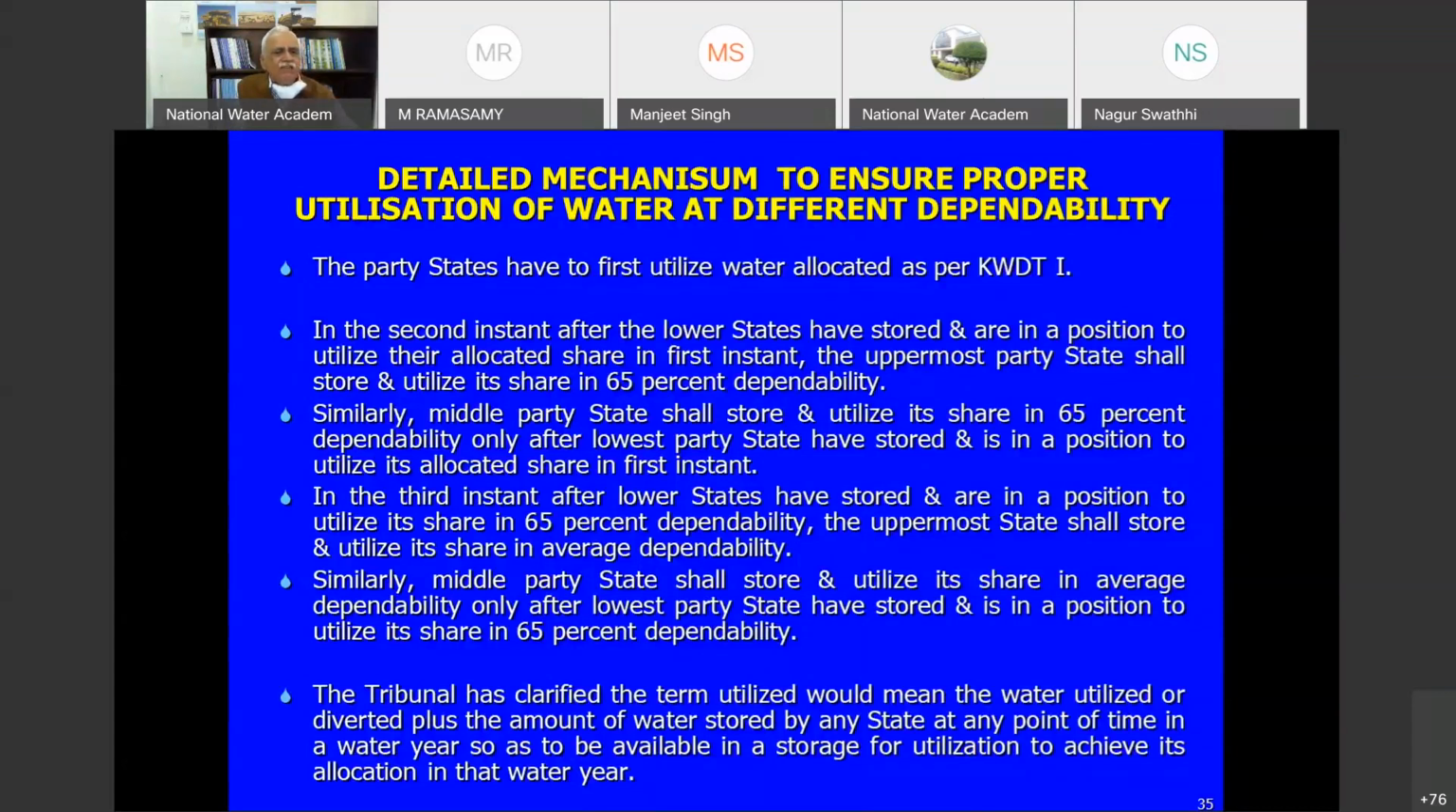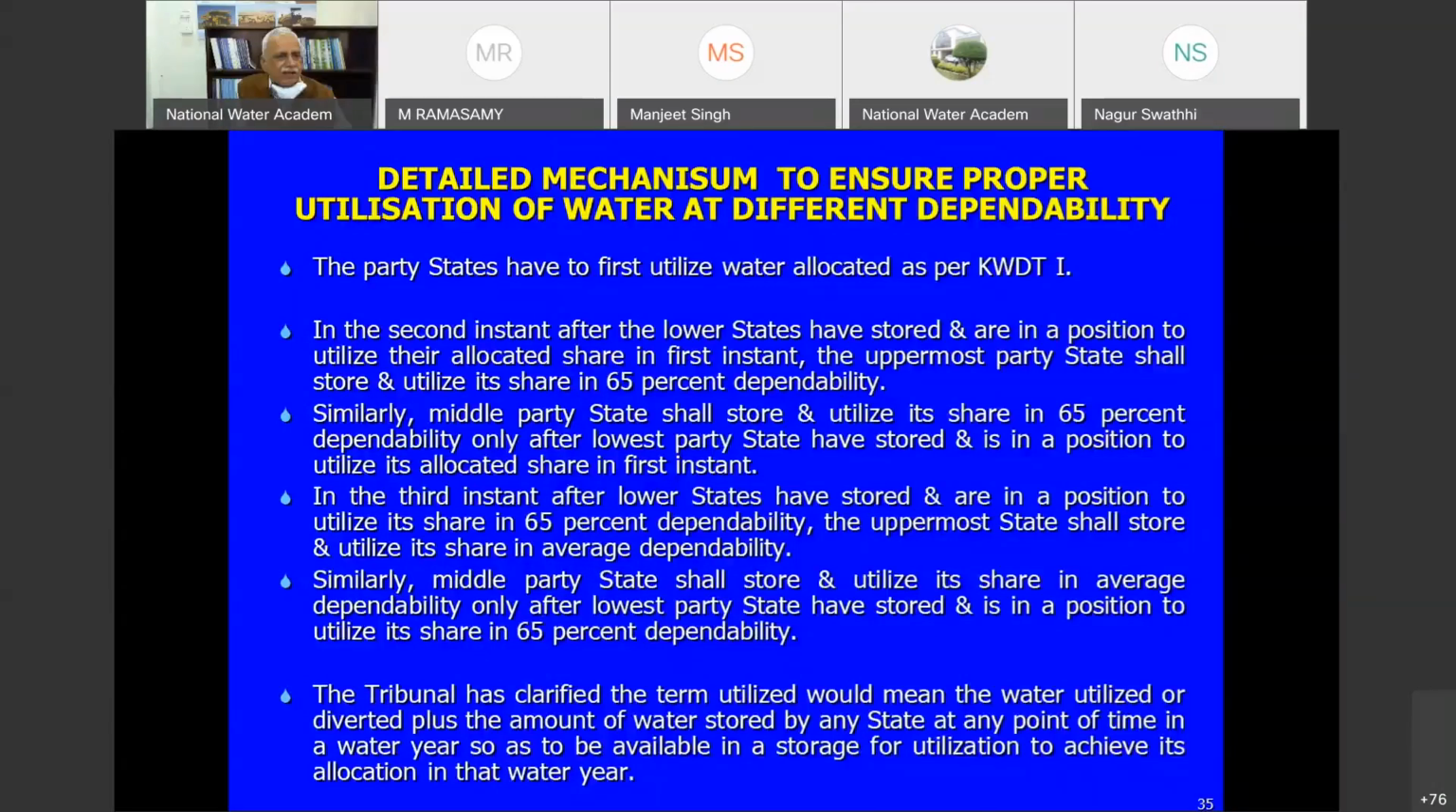All this data is to be shared with the implementation board as well as with the different states online, and that will give an indication of how much water has already been used and how much water storage is available, so that they can use that water. And therefore, if these together reach the figure of allocation permitted by KWDT 1, then the upper riparian state can start storing and utilizing water as per 65% dependability.